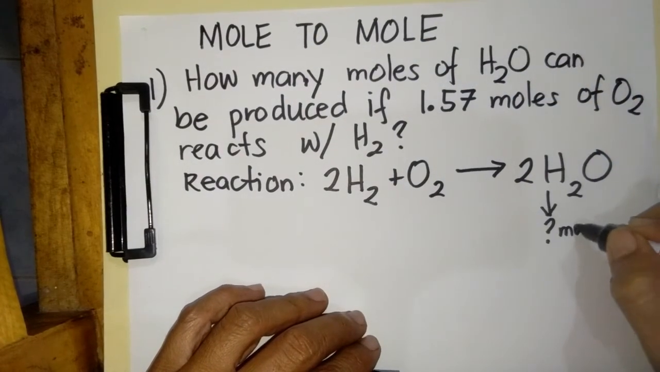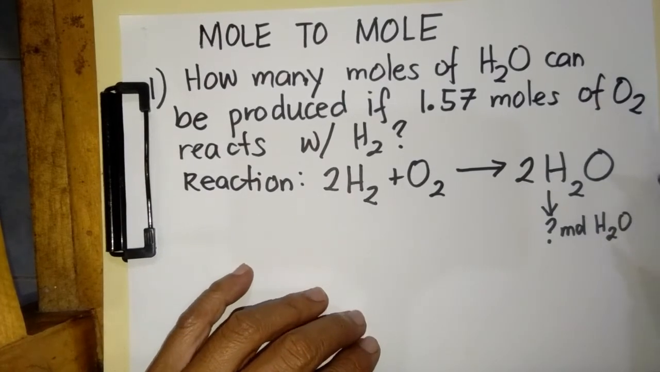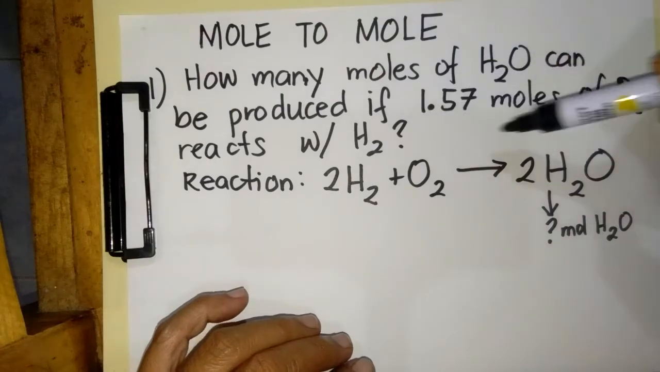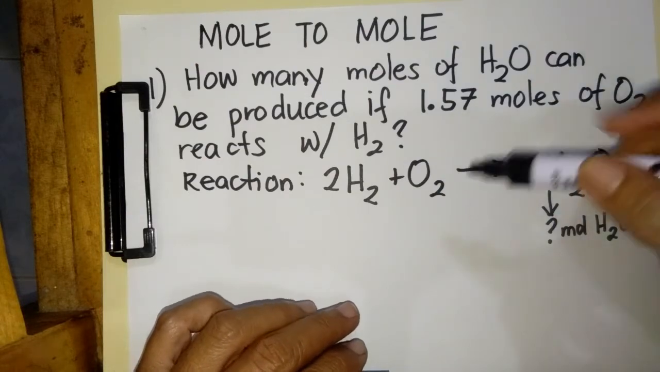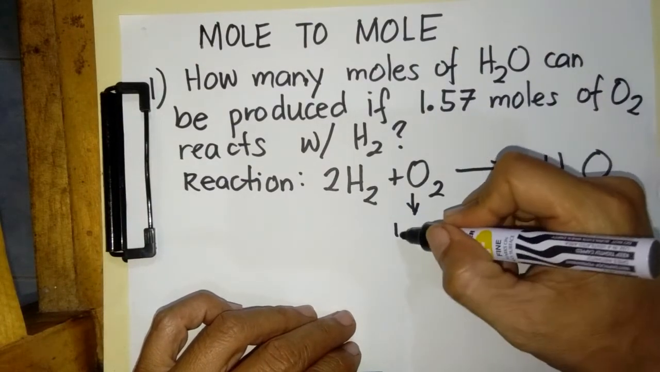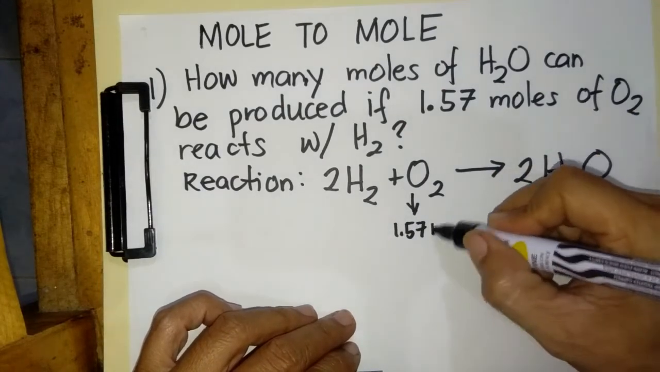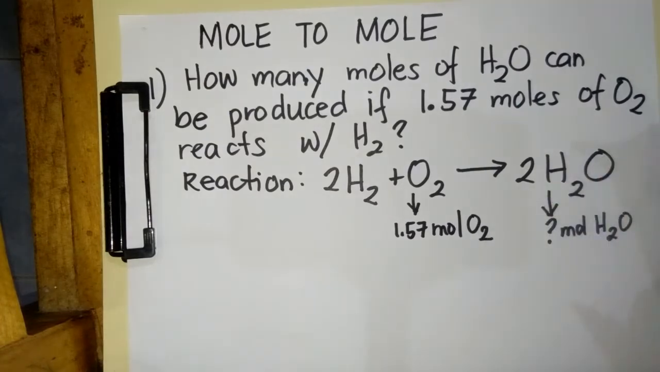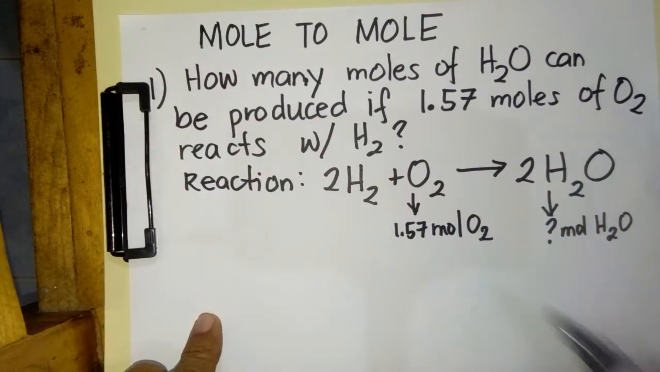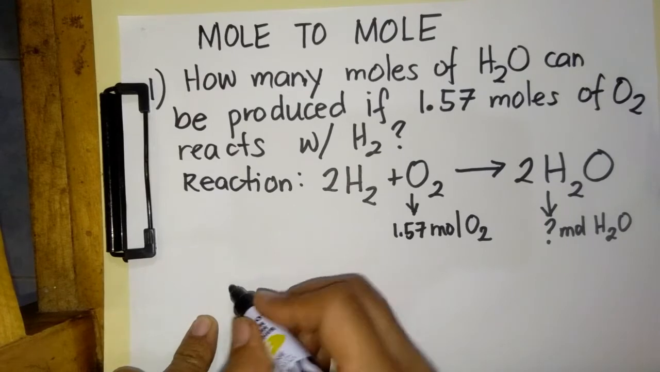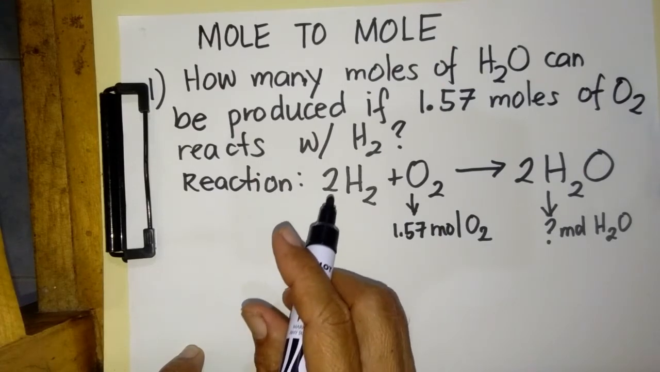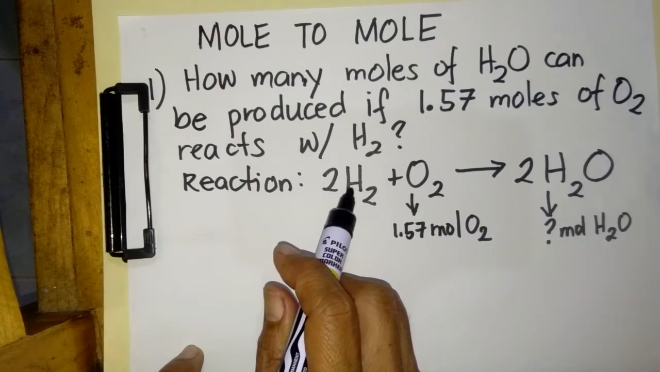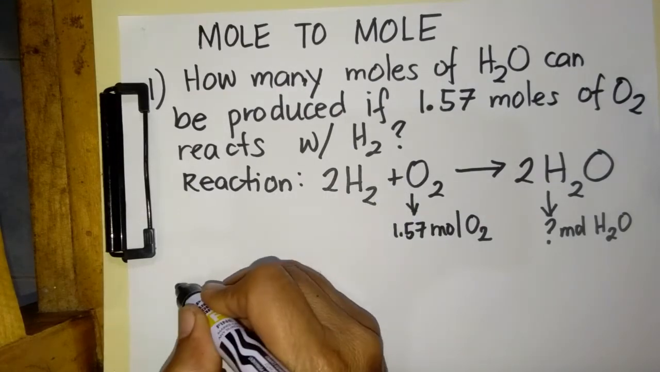So let's put here moles of H2O. We have a given of 1.57 moles of O2. There is no given for H2. All we have is 1.57 moles of O2. So we put here 1.57 mole O2, and we will have a conversion factor using the mole ratio. The conversion factor is what I said earlier, 2 moles of H2 is to 1 mole of O2, those mole ratios.